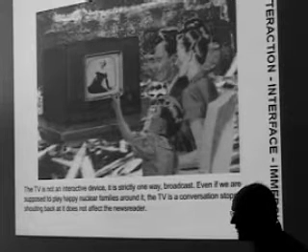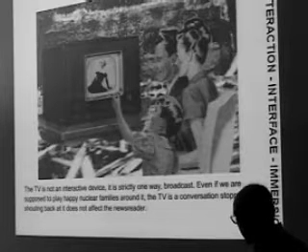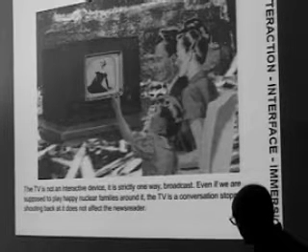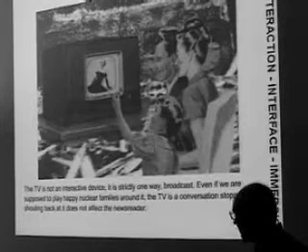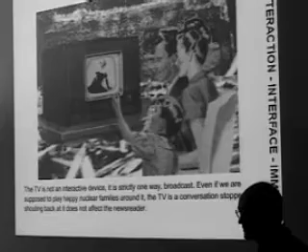So the TV, for example, is not an interactive device, as most of us are pretty well aware. It's strictly one way, broadcast. Even if we are supposed to play happy nuclear families around it, the TV is a conversation stopper. And shouting back at it does not influence the newsreader. So there's nothing you can do to get back to what that person is saying to you or doing to you or whatever it is.